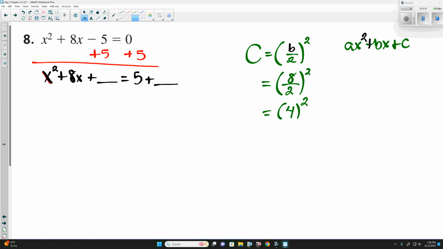8 divided by 2 is 4. And 4 squared is 16.